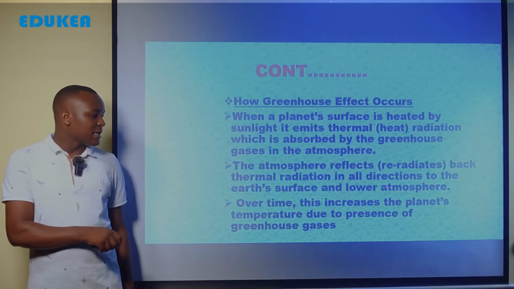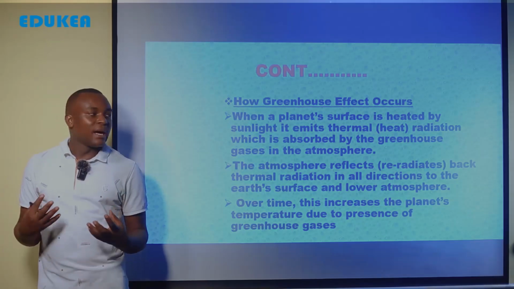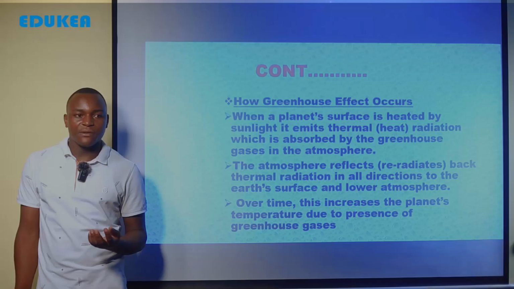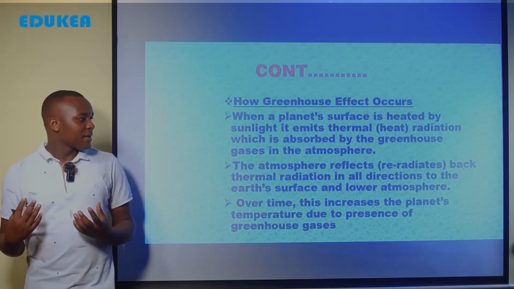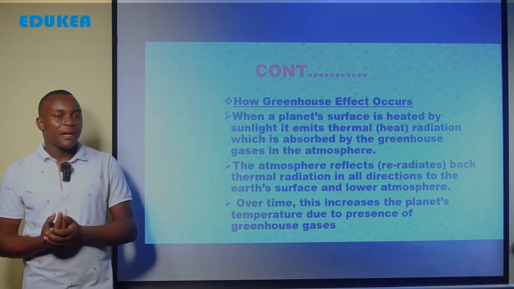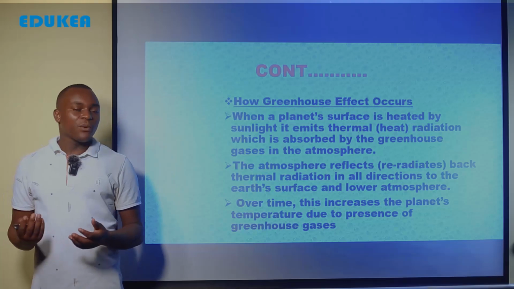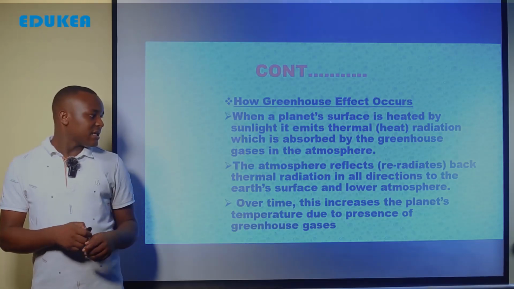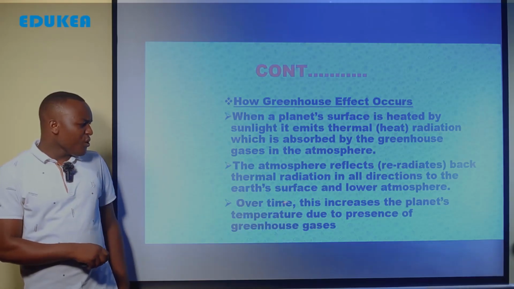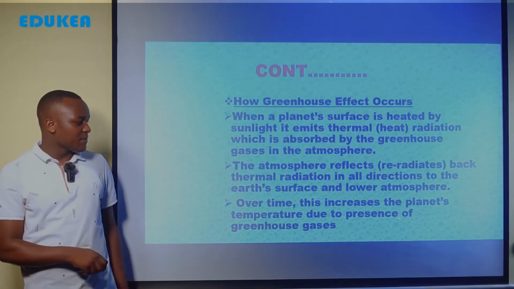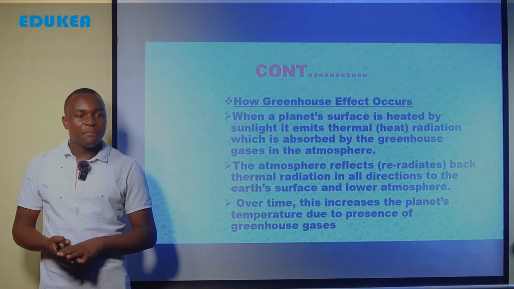Kwamba after they are being absorbed by the greenhouse gases, kwamba zile light after they being reflected by the Earth's surface zinakuwa zina absorbed na hizi greenhouse gases. After that absorption tunasema kuna kuwepo na reflection back to the atmosphere, lakini zikifika kule kinatokea kitu kinachoitwa re-radiates, means zinakuwa reflected again to the Earth's surface. Kwa maana hiyo zinaloa ile atmosphere. Over time, this increases the planet's temperature due to the presence of the greenhouse gases. Kwamba kadri muda unavyozidi kwenda kutakuwepo na increase in temperature of the Earth's planet due to those greenhouse gases.